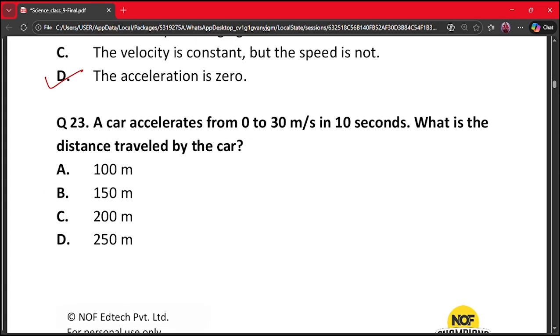Let's move on to the next question. Question number 23. A car accelerates from 0 to 30 meters per second in 10 seconds. What is the distance traveled by the car? A. 100 meter, B. 150 meter, C. 200 meter and D. 250 meter. So we have to use a formula here, and the formula is S equals UT plus 1 by 2 AT square. So given values substituted, which will give distance 150 meter. So our correct answer is option B.